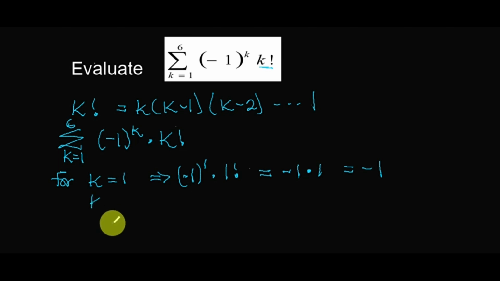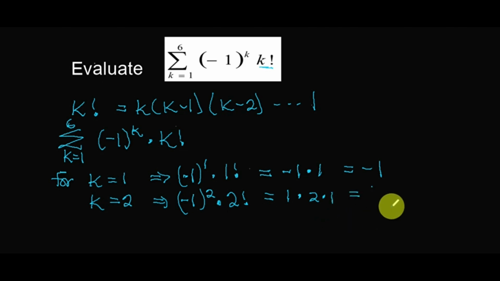For k equals 2, in this expression we will have minus 1 raised to the power 2 multiplied by 2 factorial. So minus 1 squared will give us positive 1, multiplied by 2 factorial, which means 2 times 1. So that will give us 1 times 2, because 2 times 1 will give us 2. So this will give us 2 as an answer.